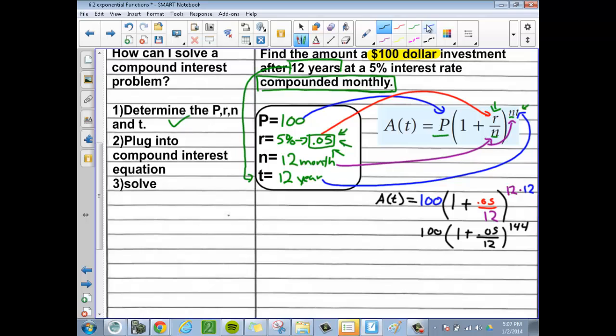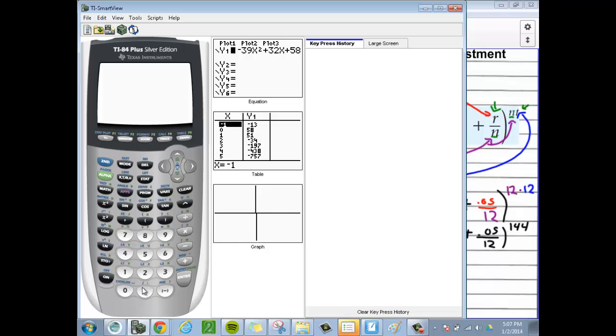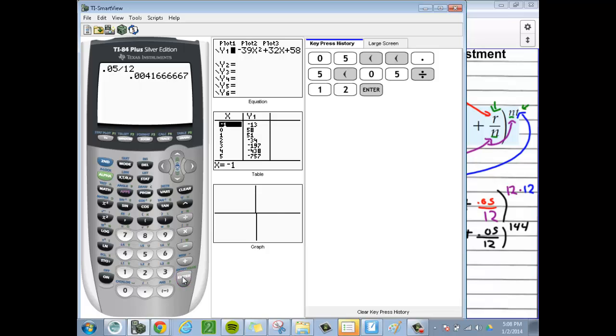Okay. I wonder what is 0.05 divided by 12? Let's take a look and see what that is. So we divide that by 12 and we get, whoa, okay. Maybe we should, because now we're going to have to put that in there. Let's see if we can put the whole equation in there.